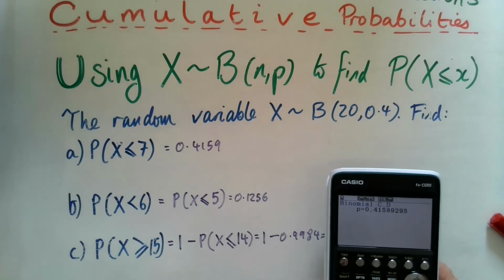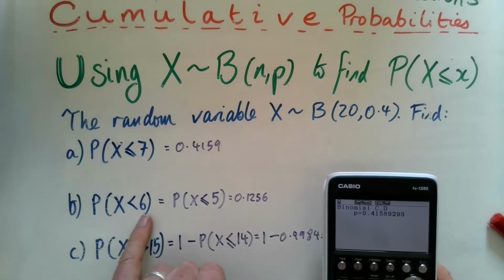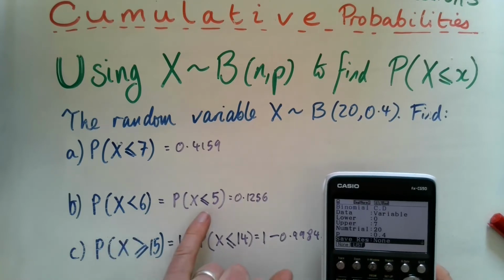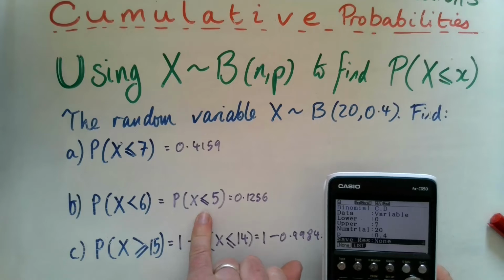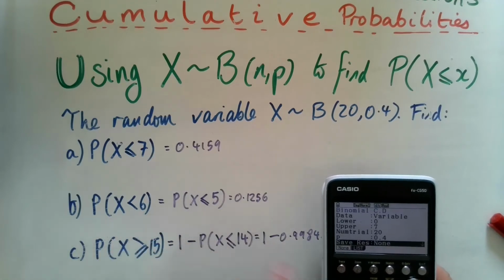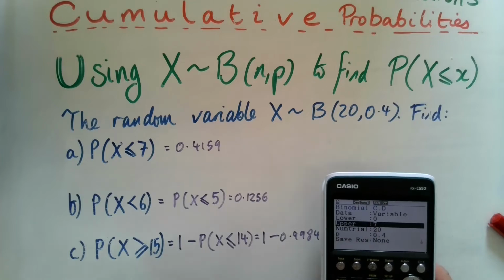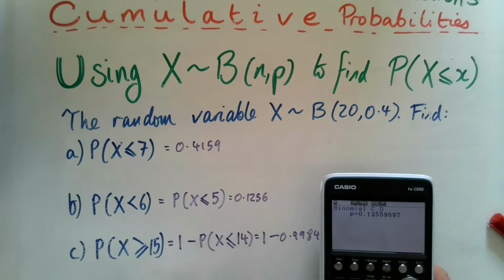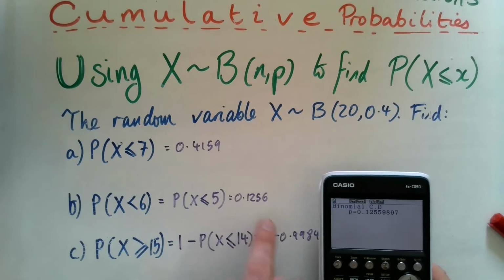Okay, so there's that. Then I want to do this one, so I press exit, go back to here. This time I want it between 0 to 5, don't I? I still have to do that same process, by the way, of thinking, right, I want it adding up to or equal to that. So the upper result that I want is 5. Then I just press equals twice, 0.1256 to 4 decimal places.